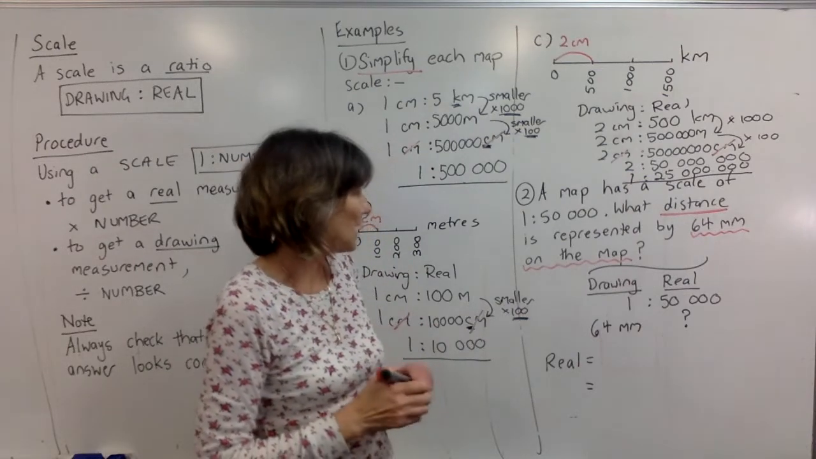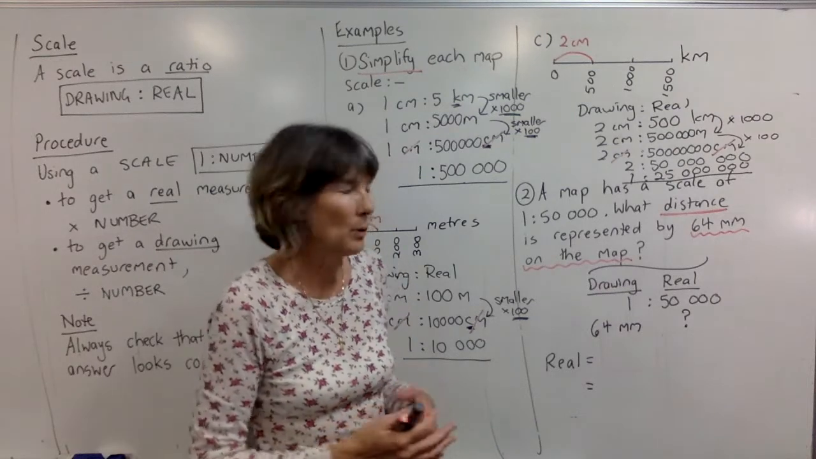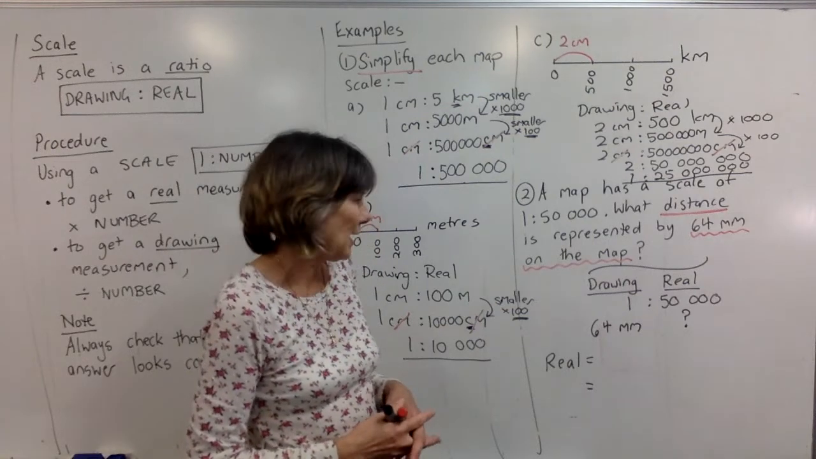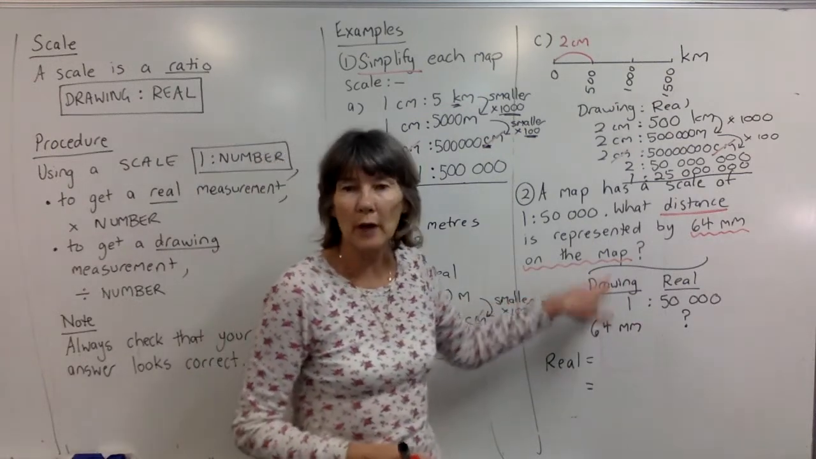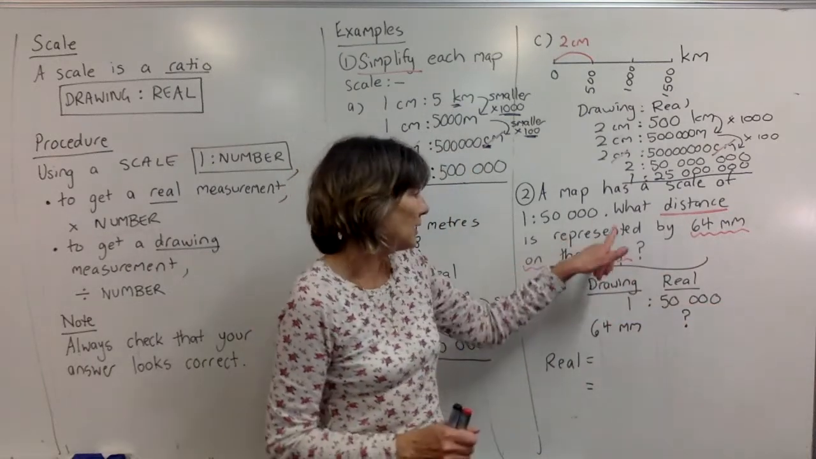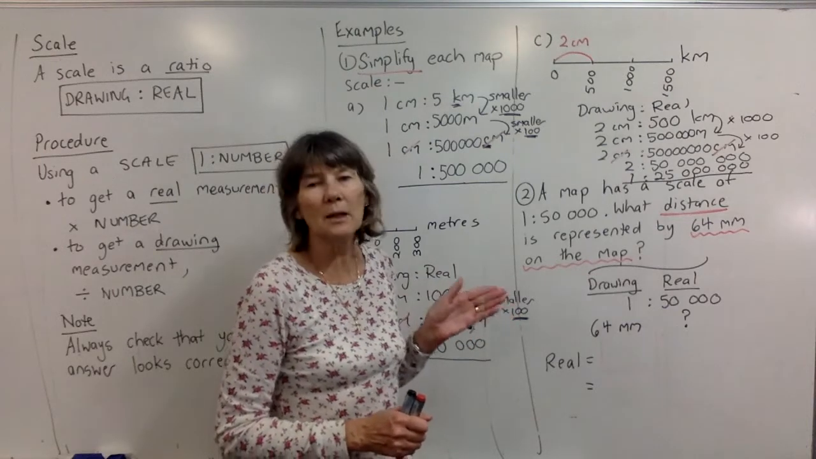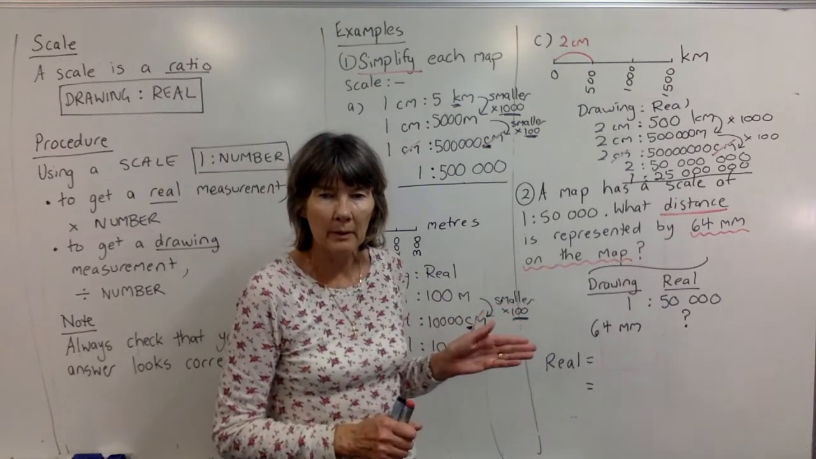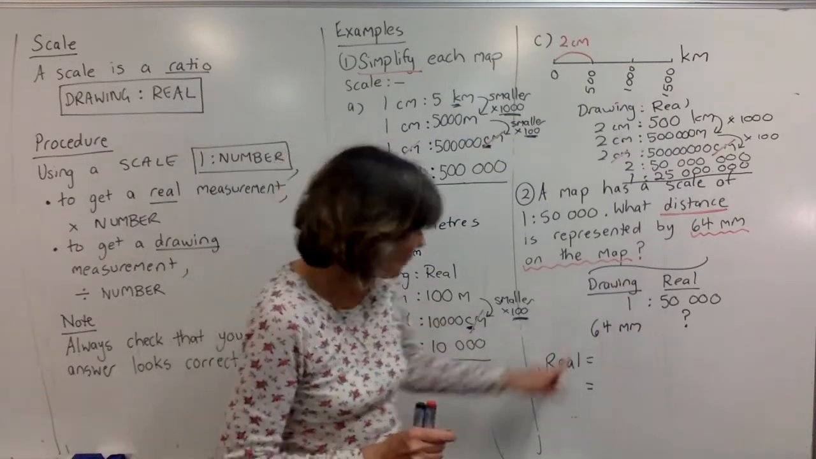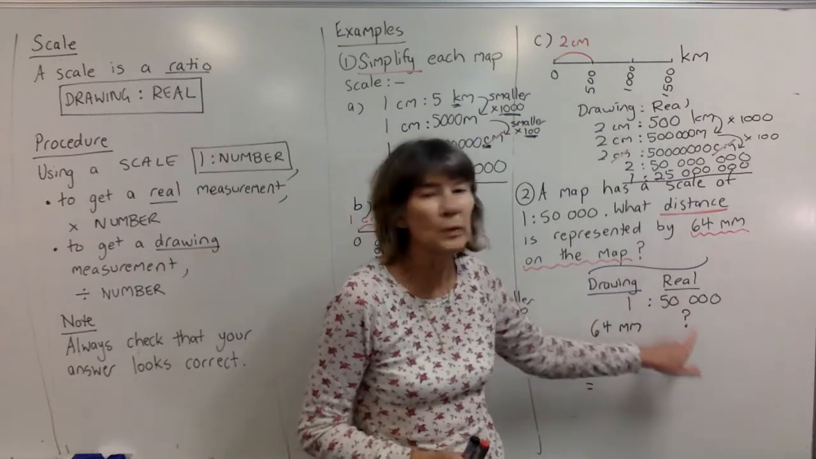All right, now this next question, it gets a little bit wordy, and in the next video I'm going to do a bit more on this. So it tells you a map has a scale of 1 to 50,000. Well, the first thing you should do is write drawing real 1 to 50,000. We do that first. Then it says, what distance is represented by 64 millimetres on the map? So the 64 millimetres is the drawing measurement. So we write that under the word drawing, and we're trying to find the real distance.